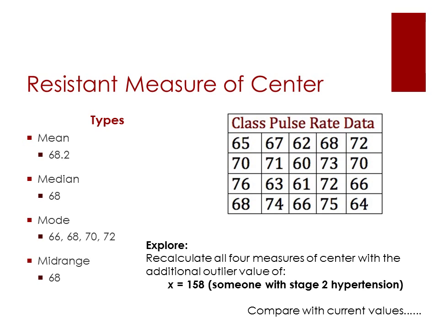Let's say we have a student that has been added into the class and they have a pulse rate of 158. This is someone with stage 2 hypertension. Although this is a very far value out from the others, it is an actual possible value for somebody's pulse rate. So take a moment, pause the video. You need to go through and recalculate the mean, median, mode, and mid-range, each adding in this 158 for our new sample. All right, so we got our new data value. And when you're done with that, turn the video back on and move on to the next slide so we can look at it together.